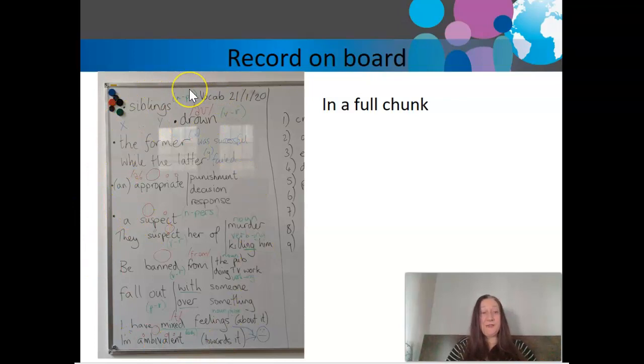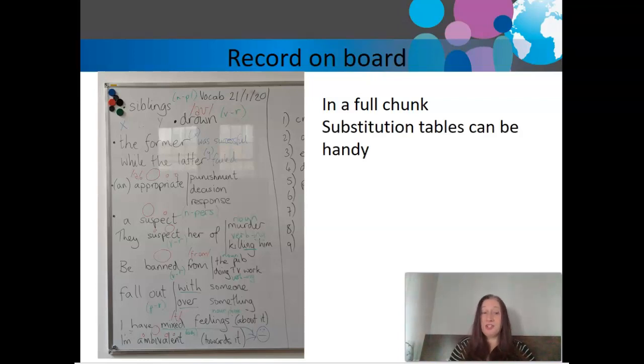And these are my tips for recording vocabulary on the board. Recording it in a full chunk means that students can see how it operates, and they're more likely to acquire those dependent prepositions, those collocations, the type of verb pattern that follows it. I use substitution tables. This is an example of one here. So there's a few actually on my board here. But, let's look at this one.